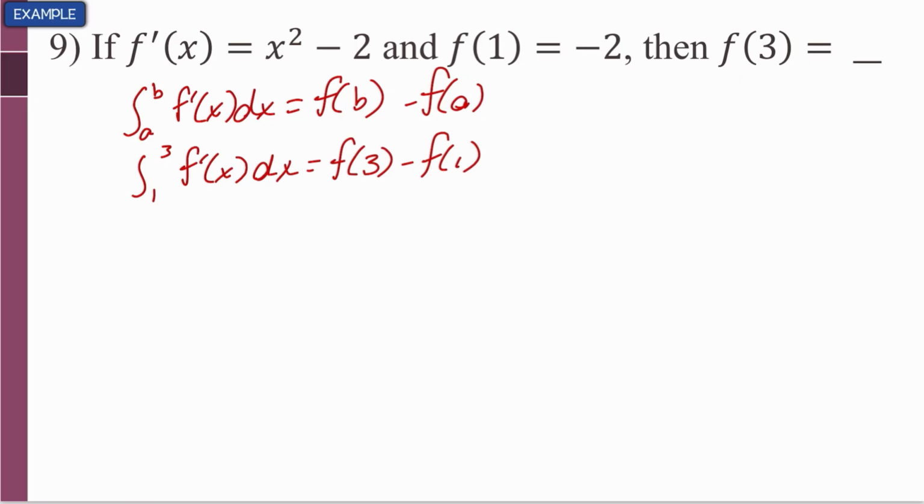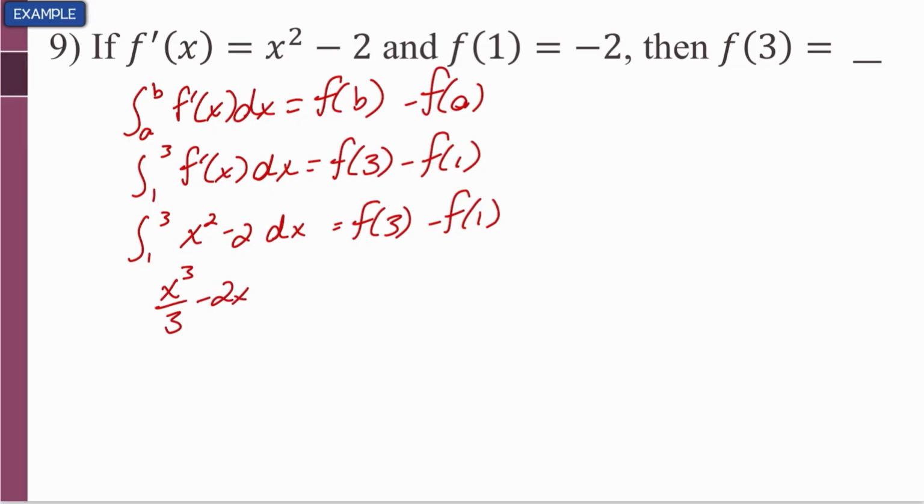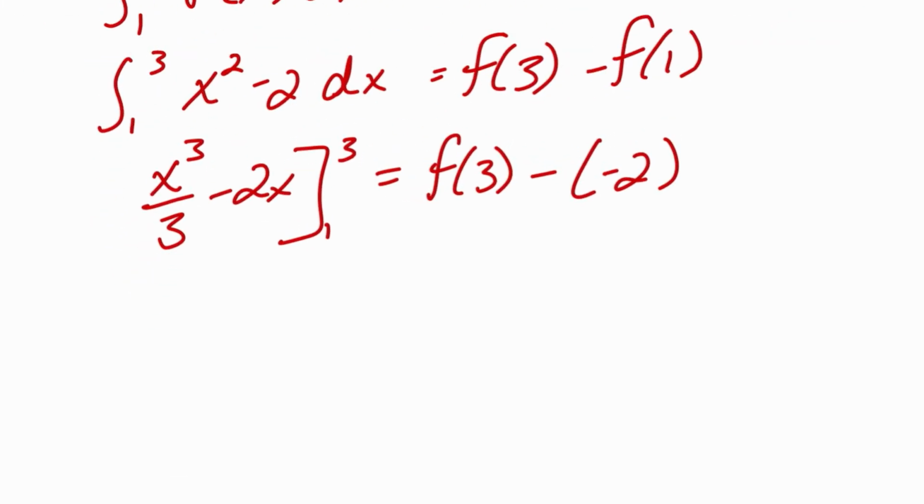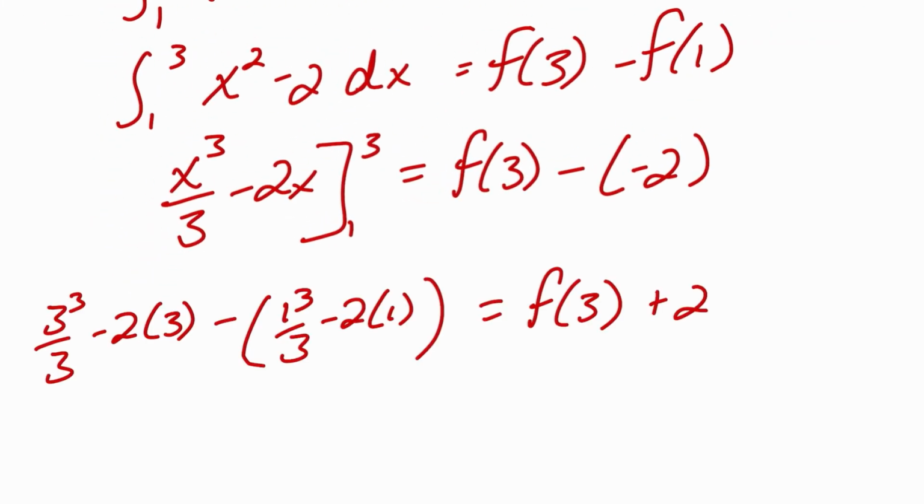So we're going to have, let me just rewrite this. And now we'll just do the antiderivative. So it's going to be x cubed over 3 minus 2x that we can evaluate from 1 to 3. And that's going to be f of 3, which is what we're looking for, minus f of 1, which is negative 2. So let's plug in the upper bound and evaluate.